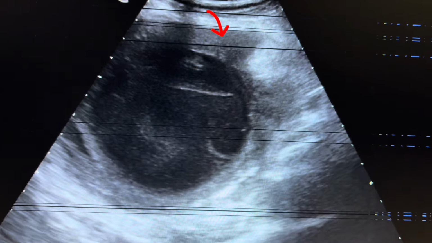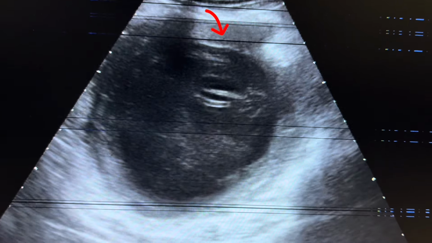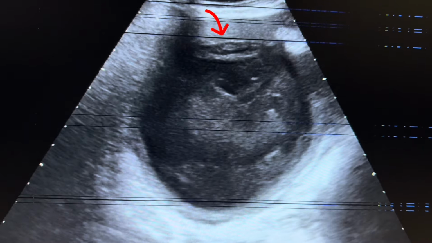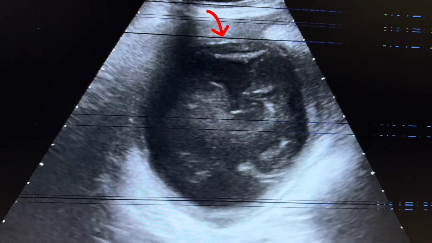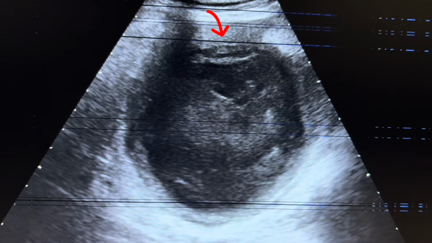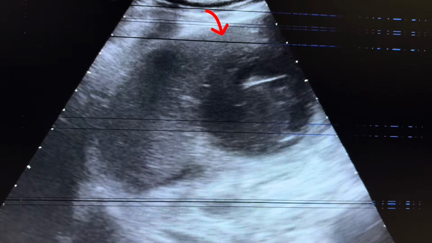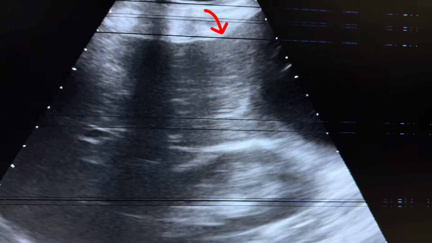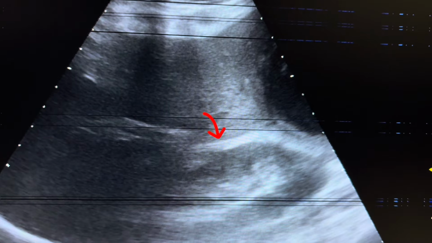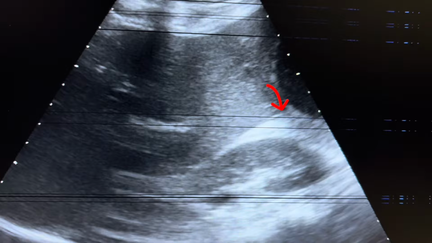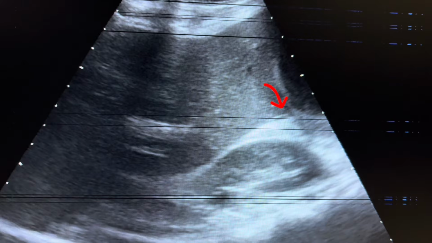Now we will rule out the origin of this lesion. When we scan from the epigastrium, the liver was normal and this lesion was not seen in the liver. But from the right hypochondrium, it is seen below the left lobe of the liver. And this is the right kidney, which is also normal and not connected with the lesion.